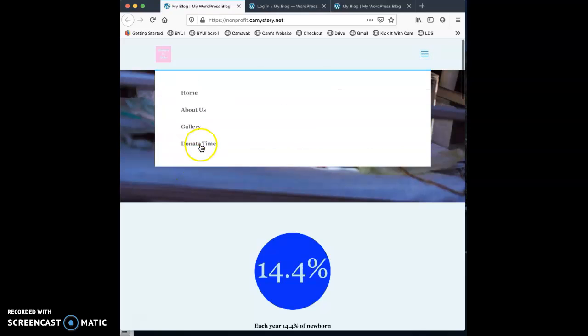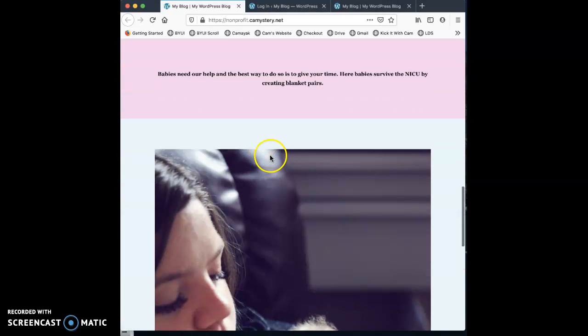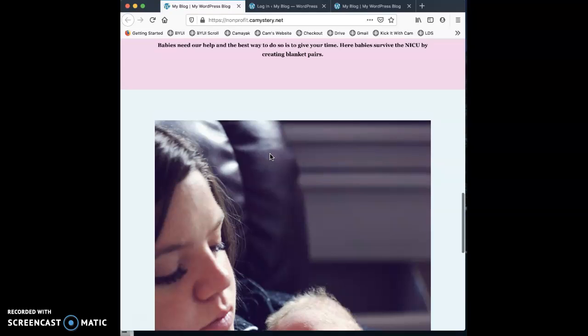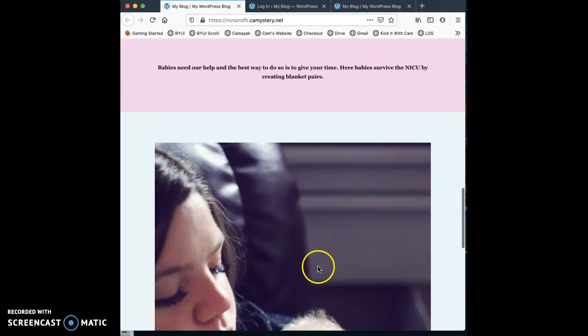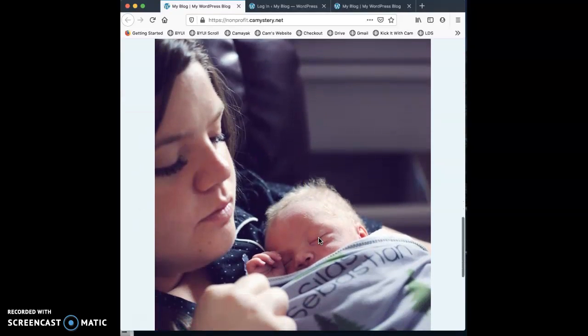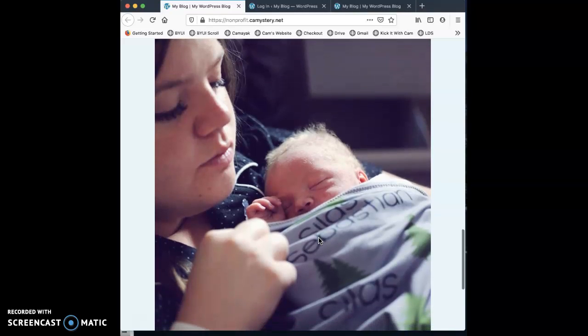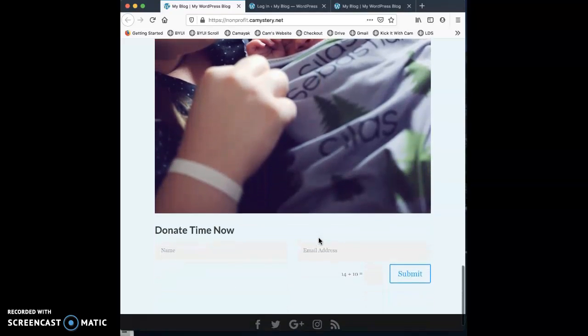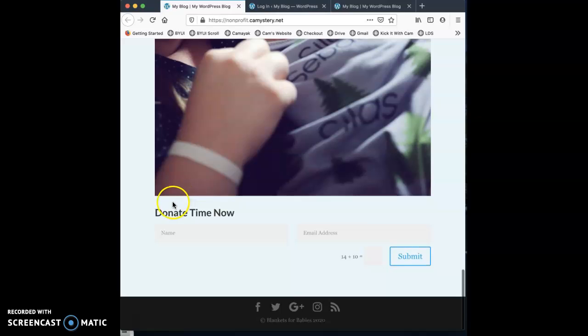Lastly, the section is Donate Time. And donating time is where we see this beautiful picture of the baby and the mom together, which is what we strive for here at Blankets for Babies. Then, as we scroll down to the very bottom, we can see that there's a Donate Time Now box, and that there's a name and email address that can be sent. And we also have here various social media websites where you can go to learn more about Blankets for Babies.